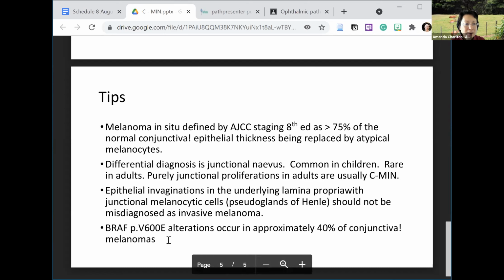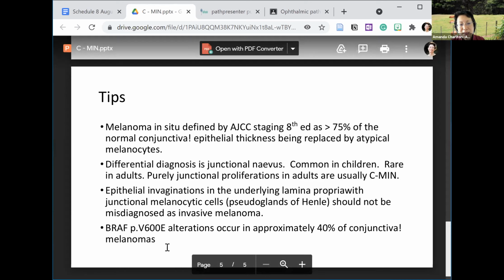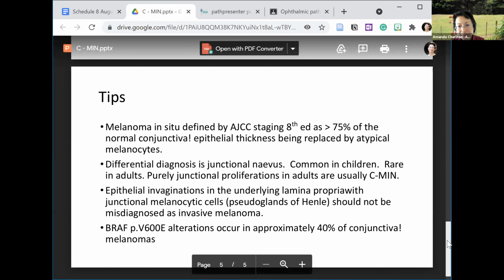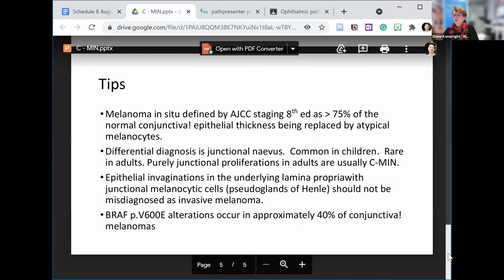And here we go, BRAF. So the conjunctiva is a UV exposed site, and many of the melanomas and melanomas in situ have a UV damage pattern, and therefore many of them have the BRAF V600E mutation, unlike the choroidal melanomas. So conjunctival melanoma is more like skin. It's like a skin melanoma. Okay, that's it. Questions now?